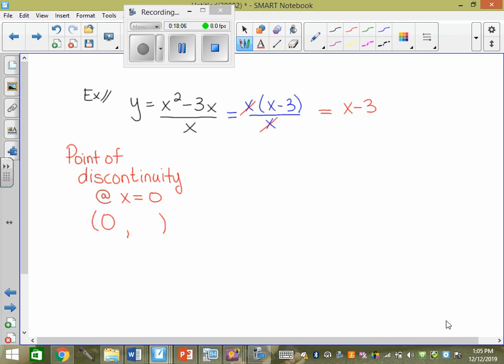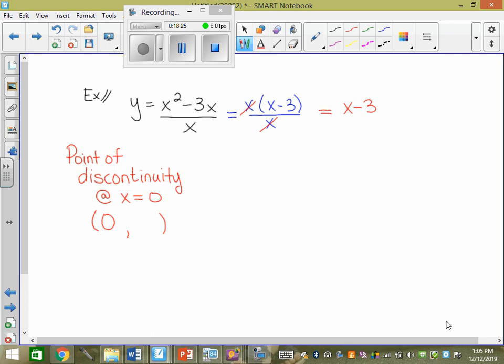Okay. So point of discontinuity, we have 0. How can we get a y? How can we get the y? If we plug it back into the original, we're actually going to get zeros. So that does not work. And that's where you all go plug it in. You need to plug it into the version without the x's.